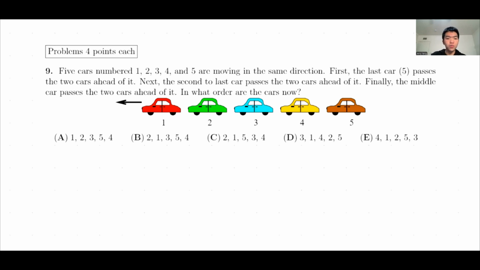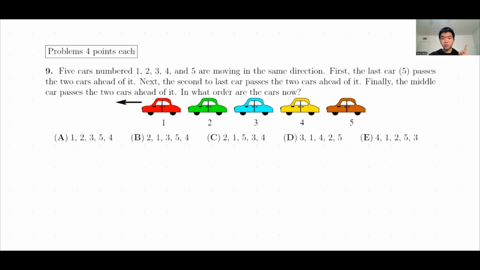All right, now we're getting into the 4-point problems. So these ones are going to be a little bit harder. So let's start with question number 9. Question number 9 says 5 cars numbered 1, 2, 3, 4, and 5 are moving in the same direction. First, the last car, number 5, passes the 2 cars ahead of it. Next, the second to last car passes the 2 cars ahead of it. Finally, the middle car passes the 2 cars ahead of it. In what order are the cars now?